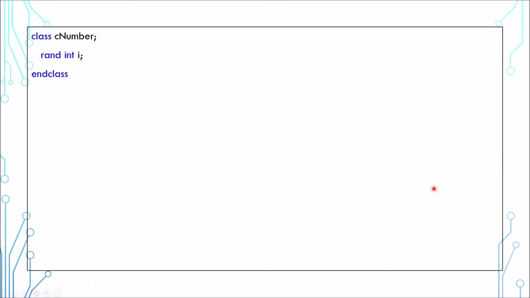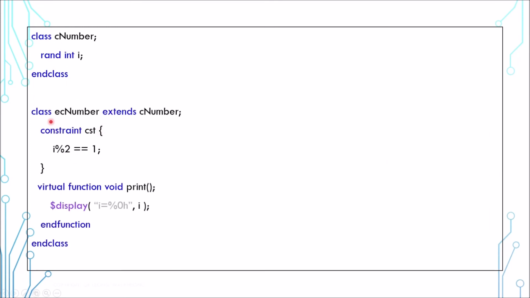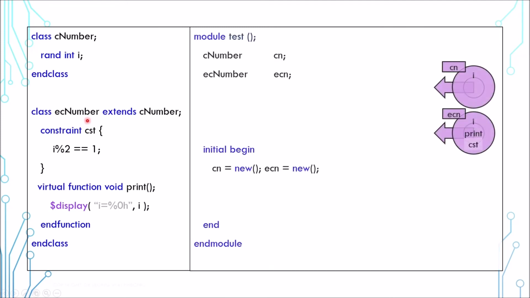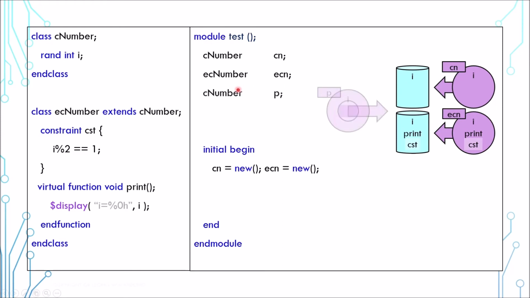Now let's look at some restrictions. This is a simple CNumber class. This is an extension ECNumber. We can create and instantiate the classes. What we've learned so far is that we can create a pointer using the base class CNumber. The pointer can point to both the objects.